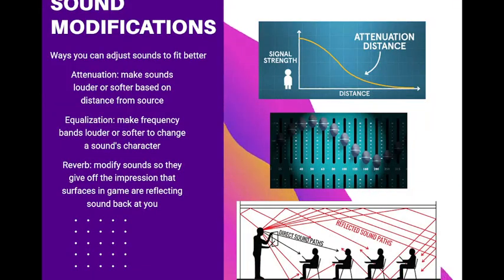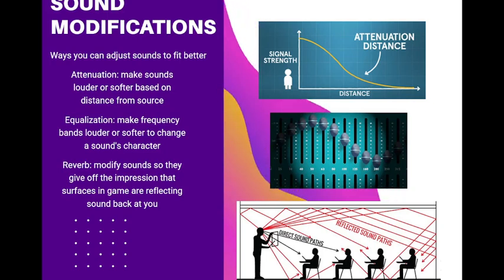So, on this slide, we're going to talk about the different kinds of ways you can modify sounds. There's plenty of different things that you could do to them, but we'll just touch on 3 of the basics: attenuation, equalization, and reverb.